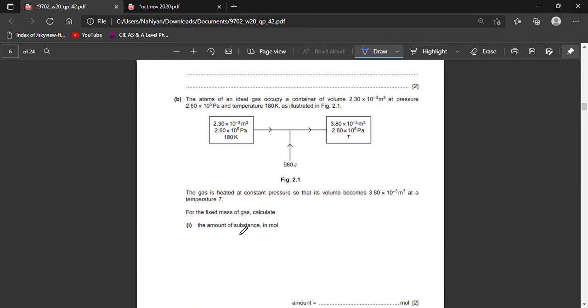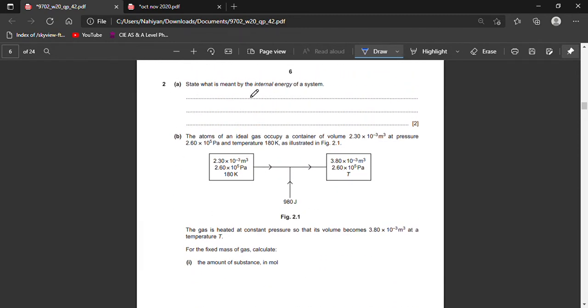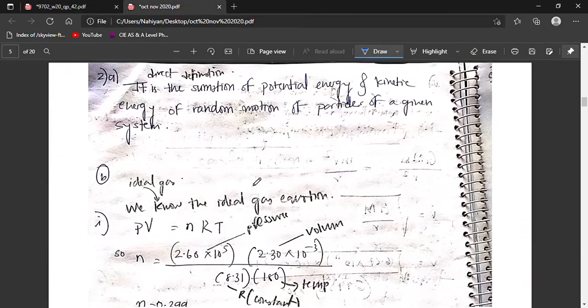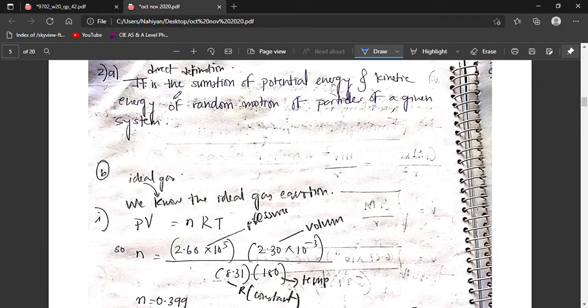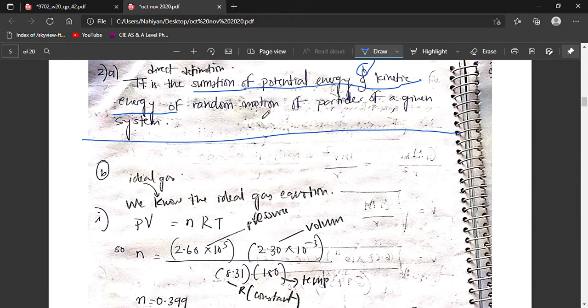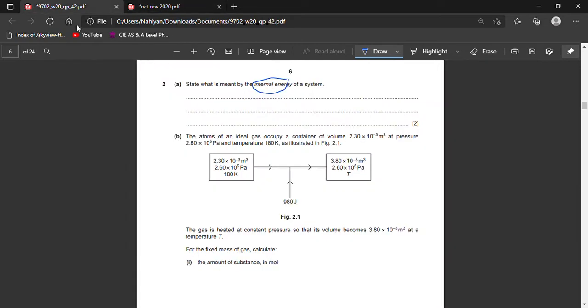So moving on, question number 2: what is meant by the internal energy of a system? This is a very common question. It's the sum of the potential energy and kinetic energy. This is the first marking point. Of random motion of particles of a given system. This is pretty basic, and it's something you have to memorize. It comes often in the exam.